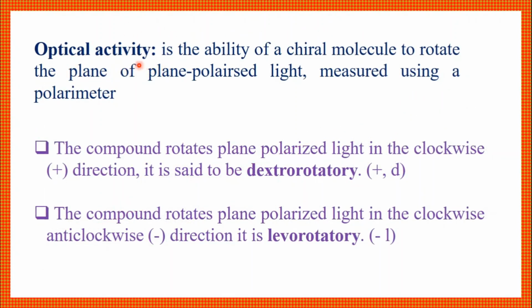In the last lecture we also learned optical activity. Optical activity is the ability of a chiral molecule to rotate the plane polarized light. Any organic compound which rotates the plane polarized light is called an optically active compound, and that property is called optical activity, and it is measured by using a polarimeter.